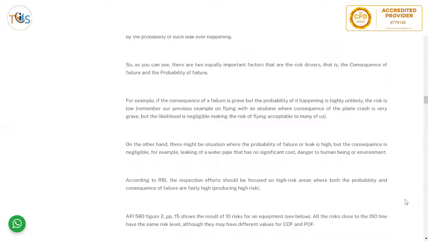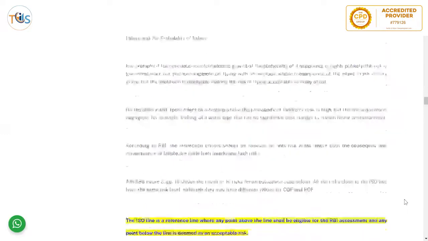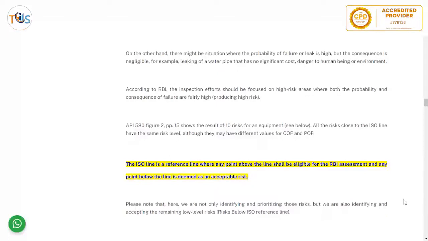On the other hand, there might be a situation where the probability of failure or leak is high, but the consequence is negligible. For example, leaking of a water pipe that has no significant cost, danger to human being or environment. According to RBI, the inspection efforts should be focused on high-risk areas where both the probability and consequence of failure are fairly high, producing high risk. API figure 2 on page 15 shows the result of 10 risks for an equipment.